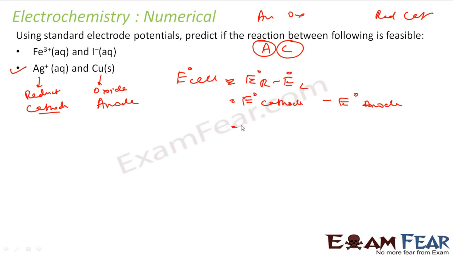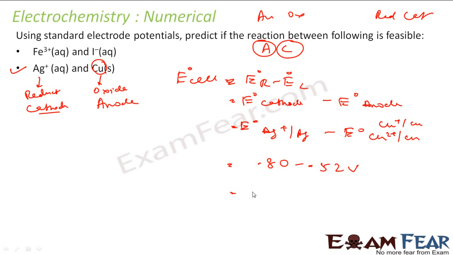E0 cathode is nothing but, this is my cathode, I'm talking about Ag plus to Ag reduction, and for E0 anode I'm talking about Cu2 plus to Cu reduction. Correct? See, there is a doubt here. I can take Cu2 plus to Cu also, or I can take Cu plus to Cu also, right? This is not given actually, what kind of reaction will follow, because copper is getting oxidized. It can oxidize to Cu plus 1 or Cu plus 2, we don't know. So this is 0.8 volt and this is 0.52. You solve this, you get 0.28 volt.